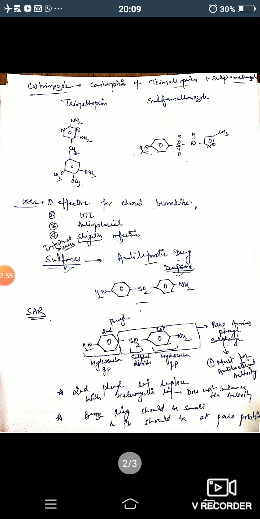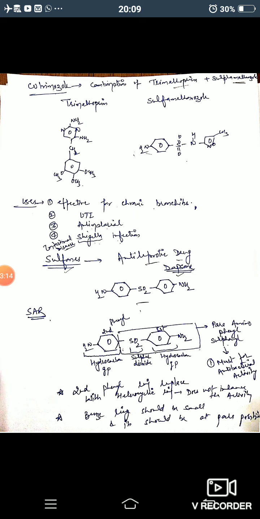Now we will discuss cotrimoxazole. It is also an example of the folate reductase inhibitors. Cotrimoxazole is the combination of trimethoprim plus sulfamethoxazole. These are the structures of trimethoprim and sulfamethoxazole.